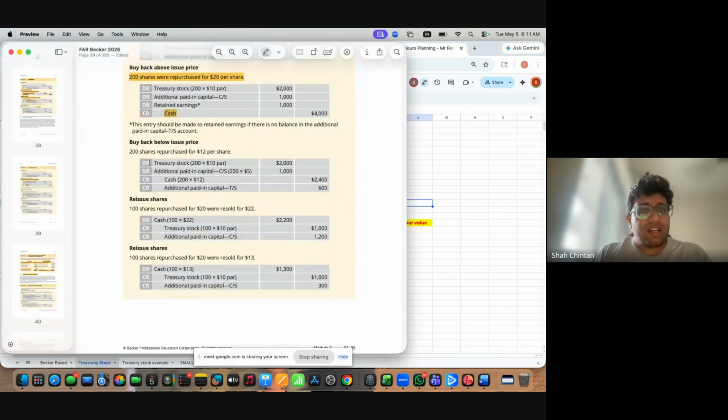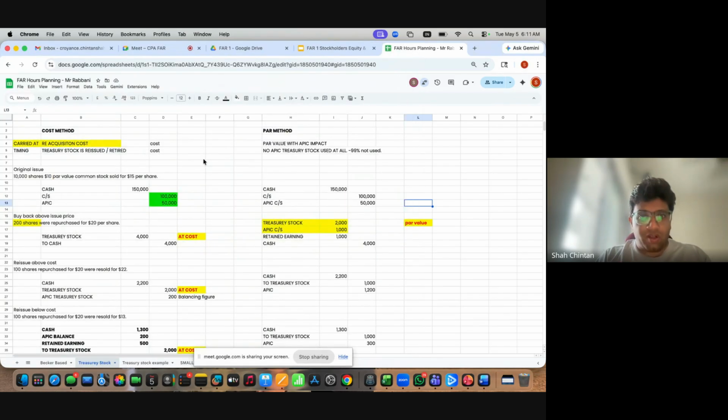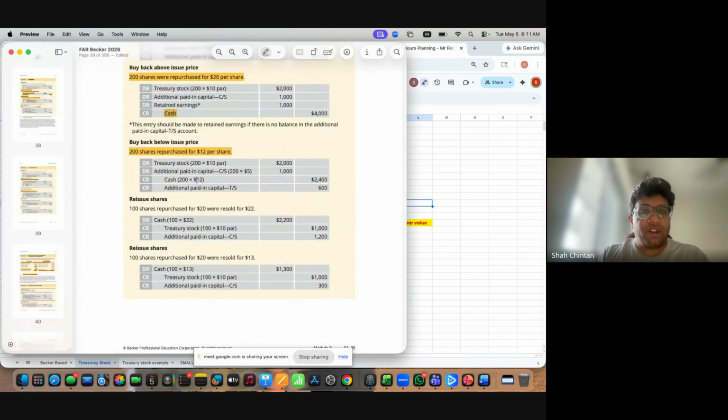Now this is again a hypothetical situation they have created. If buyback was at $20, this was the entry. Another scenario they have given, that suppose they have done a buyback of 200 shares at $12 per share. So let's build the logic. So first of all, you are paying how much amount? You are paying $2,400 back. So cash is credited, 200 shares into $12 per share, which is $2,400.